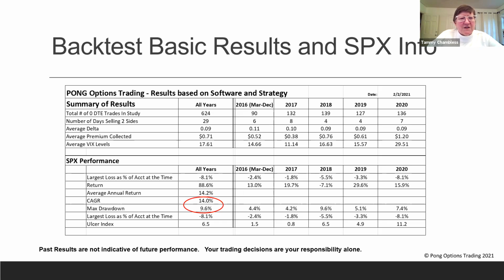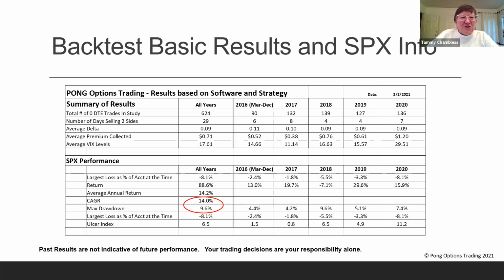Of those 624 trades, only 29 trades had signals on two sides. There were also some trading days where no signal was taken, and if there was no signal, there's no trade. We also removed trades on FOMC days because very often those announcements will affect the market negatively, and we just decided, let's just avoid that risk because PONG can't tell what the Fed is going to do. So we pulled those trades out.